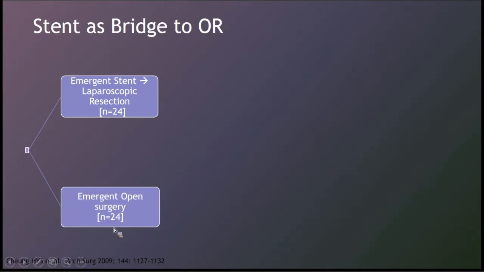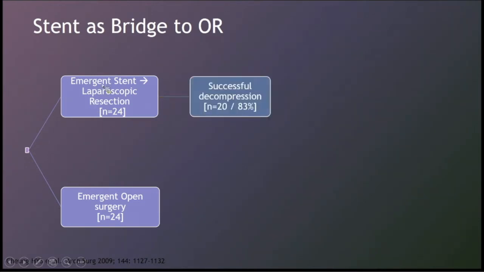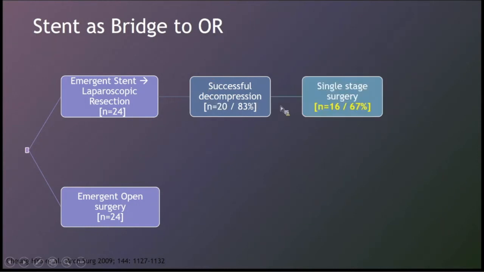The other group here went to emergency open surgery. They went to the OR and they basically did either a colostomy or subtotal colectomy or something like that. In this study, the stent group, 80% had successful decompression and 2/3 went on to a successful single-stage surgery. The rest of those ended up having a temporary colostomy or ileostomy.